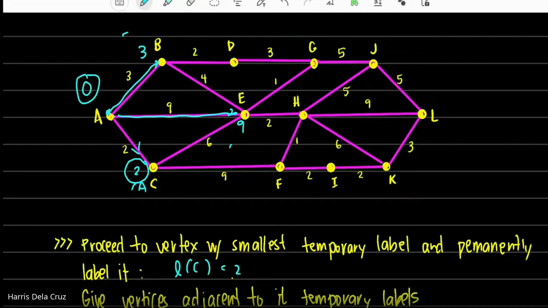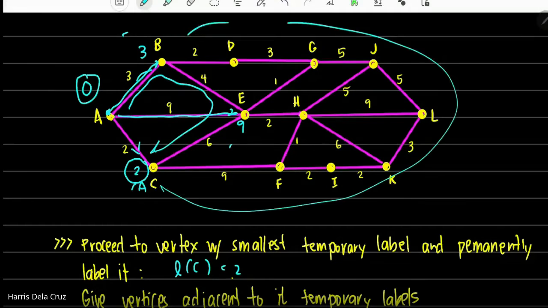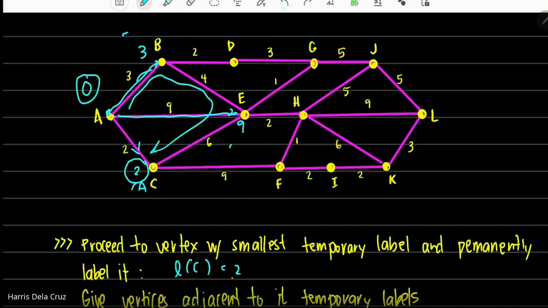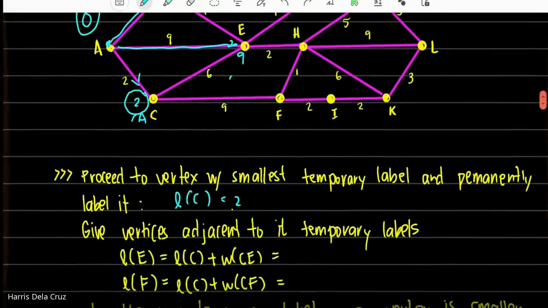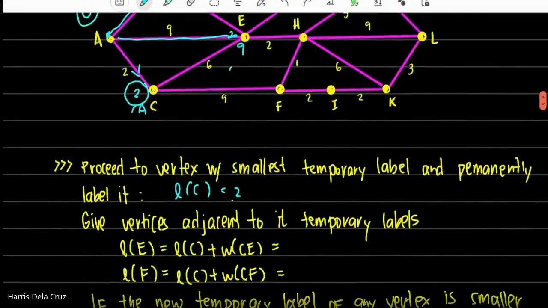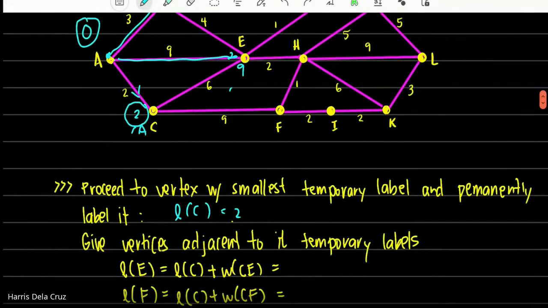Kasi pwedeng namang dito ka dadaan papunta kay C. Pwede yun. Pwedeng ikot ka muna ng malayo doon. Pero since yung shortest possible distance na ay galing kay A, le-label na natin siya permanently. Okay? So that's the idea of the label. Siya na yung shortest possible way papunta doon sa nilabelan mo na yan. Okay, now, mula doon, ang goal kasi natin mula kay C makarating kay L. Mula kay A makarating kay L.